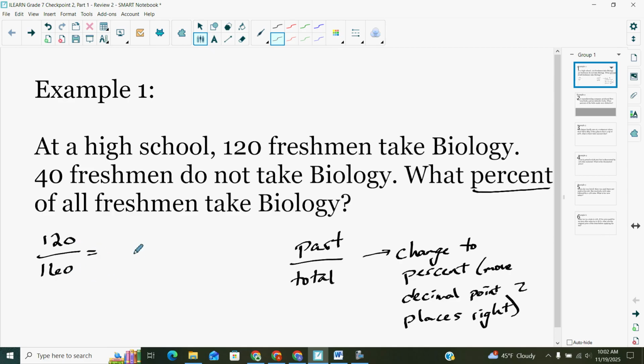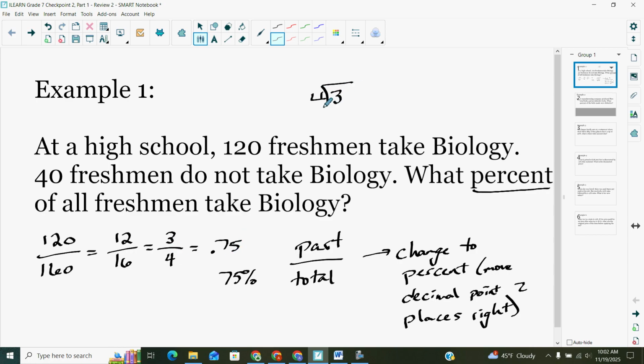Divide the top and the bottom by 10 gives us 12 over 16. We're just going to reduce this fraction. Can divide the top and the bottom by 4. Get 3 over 4, which we may know what that is as a percent. Hopefully we know 3 divided by 4 is 0.75. And then we can change that to a percentage by moving the decimal point over 2 places.